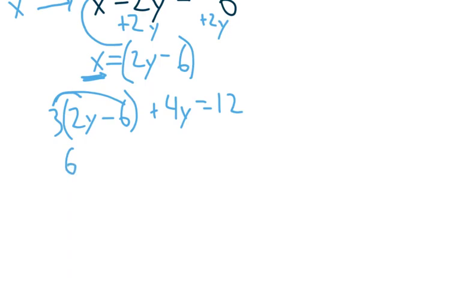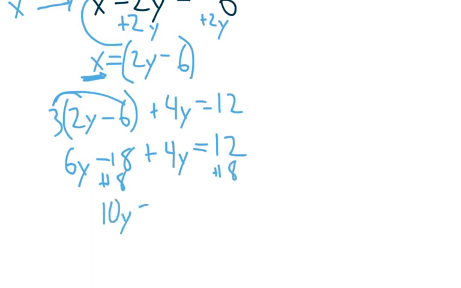We get 6y minus 18 plus 4y is equal to 12. Combine some like terms, add 18 to both sides. Let's see what we get here. 10y is equal to 30. y would equal 3. Now again, that's only part of the answer.